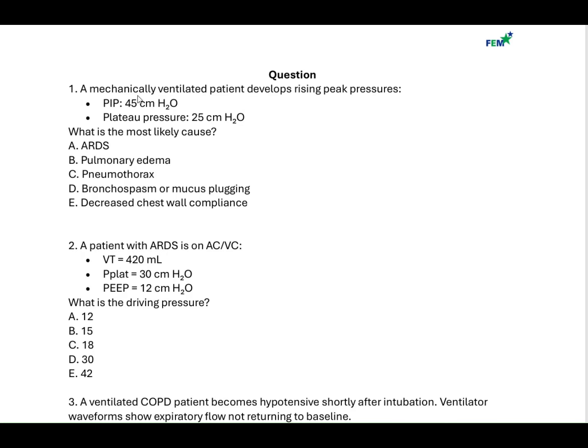So the first question: a mechanically ventilated patient develops rising peak pressure. Our peak inspiratory pressure, or peak airway pressure, here is 45. When we do our inspiratory hold, the patient's plateau pressure is 25. Remember, our normal plateau pressure should be less than what? Less than 30. So this patient has a normal plateau pressure. If the peak airway pressure is high and the plateau pressure is normal, then that tells me this is a resistance problem, an airway resistance problem. Based on that, the best answer there will be bronchospasm or mucus plugging.